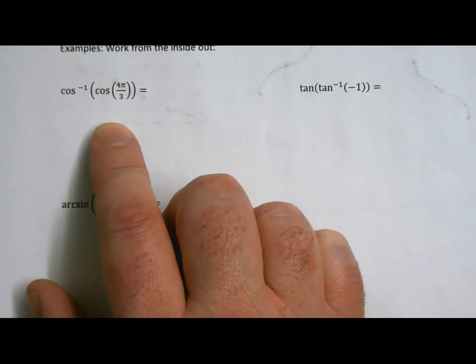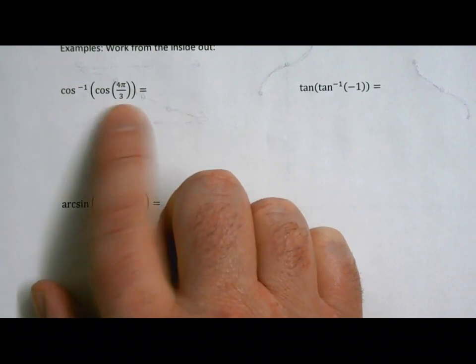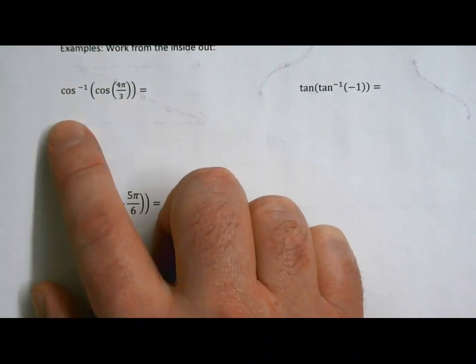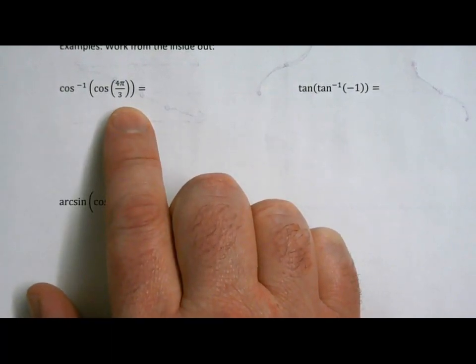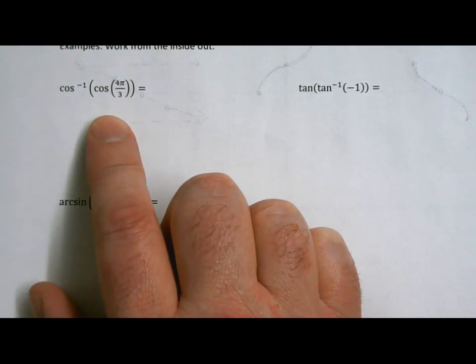So let me ask you this. If I had asked you 2 years ago when you were in geometry what my final answer is going to be here, without doing any calculations, what would most of you probably guess? 4 pi over 3, because what were you told about inverse cosine and cosine back in geometry? They cancel each other out, okay? And here's the truth. Sometimes they do, but sometimes they don't. So let's work through this, and you'll see why that was an acceptable kind of fib to tell you back then in just a moment.